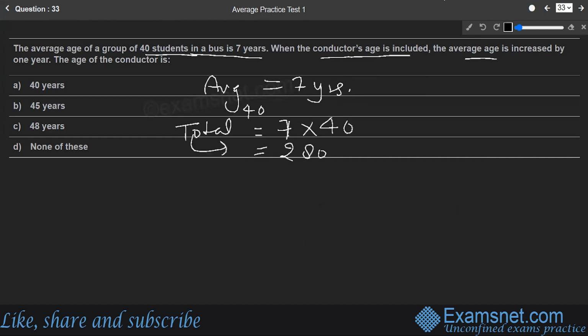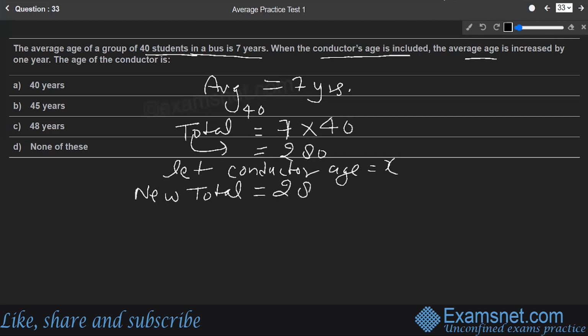Now he says when the conductor's age is also included. Obviously we don't have the conductor's age right now, so we have to assume it. So let us assume the conductor's age to be X years. Then if the conductor's age is included, what is the new total age? The older total age plus the conductor's age. So it's going to be 280 plus X. This is the new total.